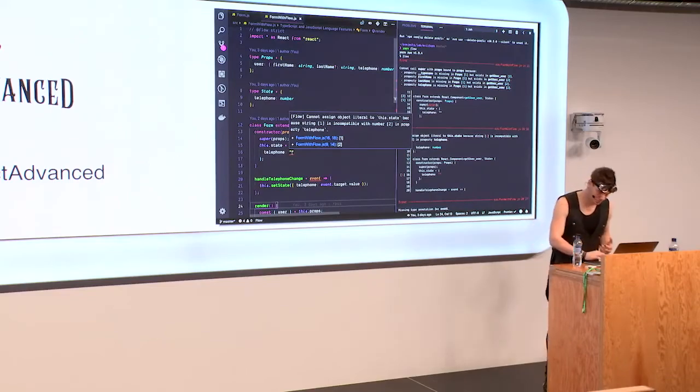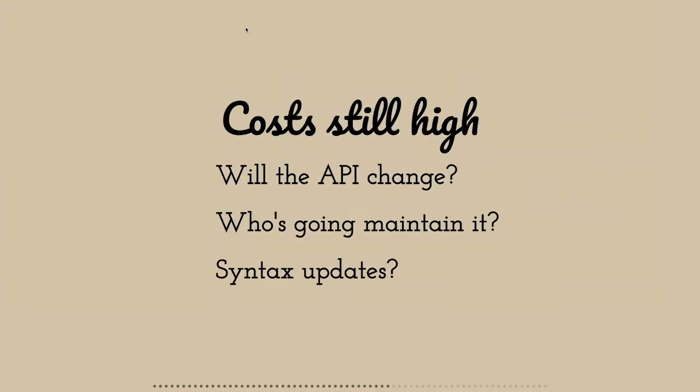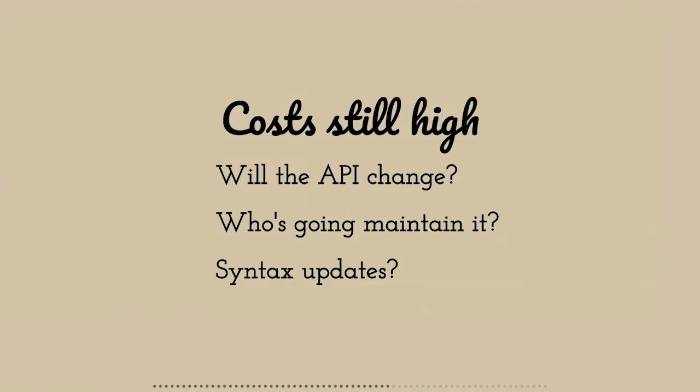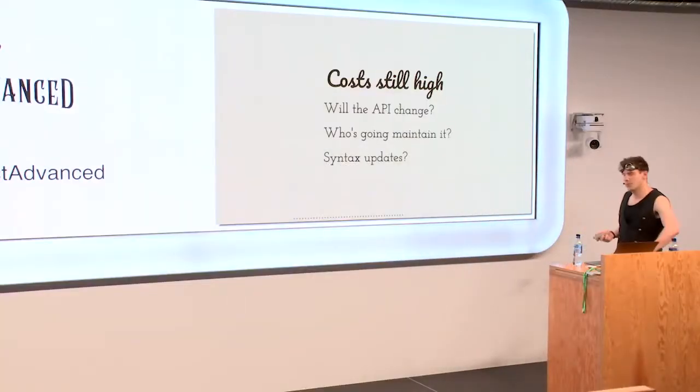They won't happen again. And you're pretty pleased with yourself, but not so quick, because the costs are still pretty high. Will the API change? And if it does change, who's going to maintain it? And not even considering the API changes, what about syntax updates? Flow syntax changes over time. And here we've chosen Flow as our tool because Reason would have been a rewrite.